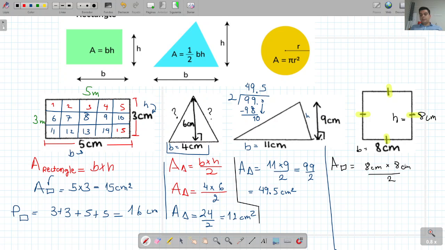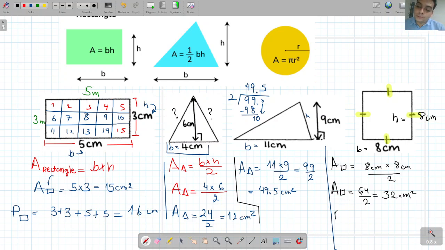Now, 8 times 8 is just 64 divided by 2, and here our result is going to be 64 divided by 2. 64 divided by 2 in this case is going to be 32. So yes, as simple as that, we can do this exercise.